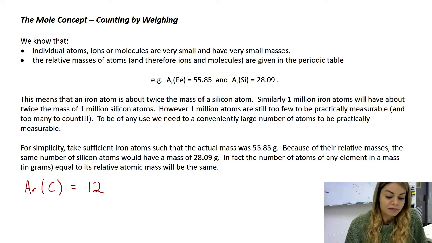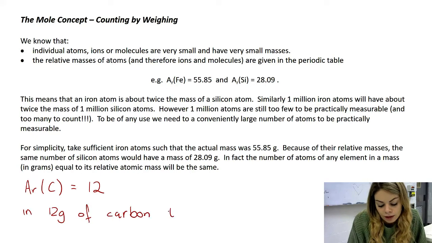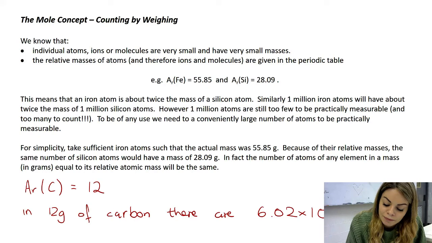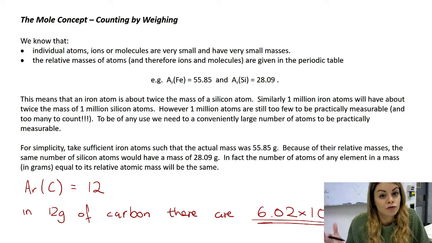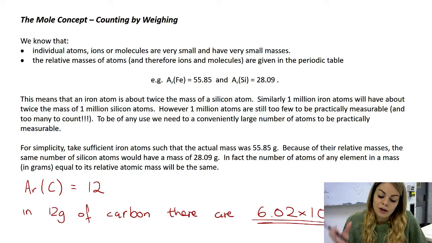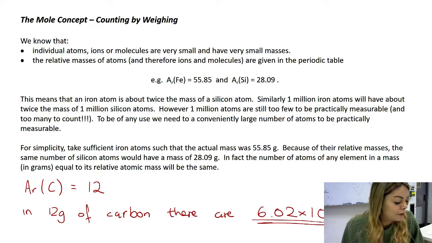And what they found somehow is that in 12 grams of carbon, there are 6.02 times 10 to the power of 23 carbon atoms. So that's where this number has come from. That's the number of atoms in 12 grams of carbon. They've given carbon this arbitrary value of 12. So that number becomes our very special number, and it's called Avogadro's number, and it is also called the mole. So that's what that number is.